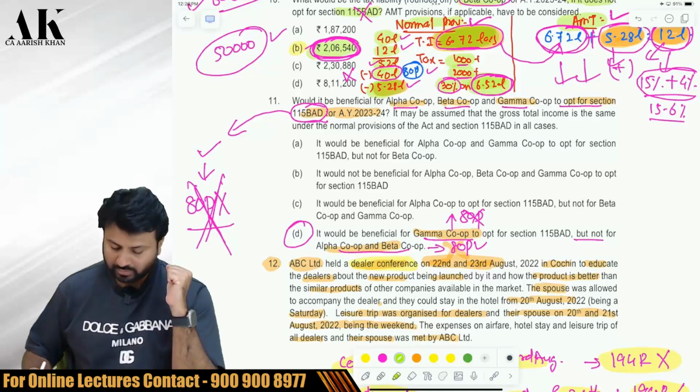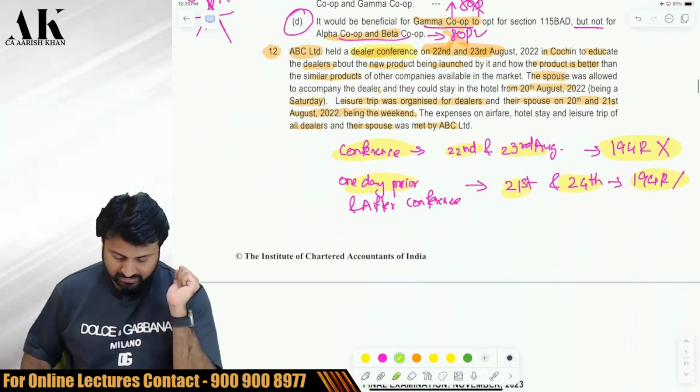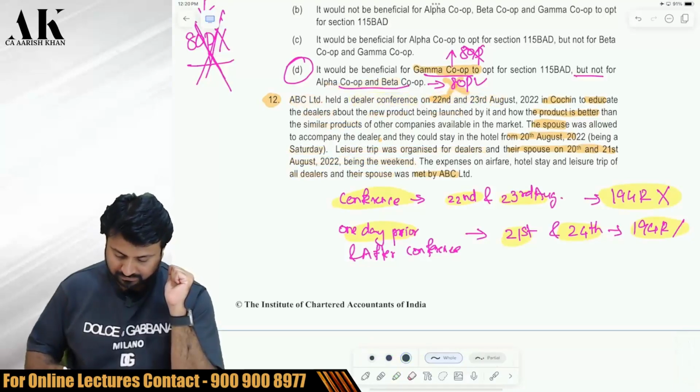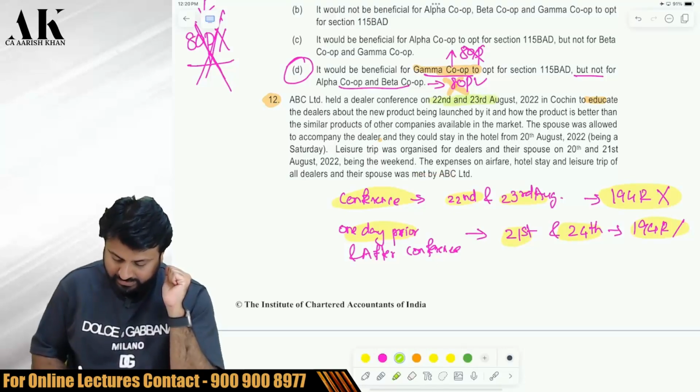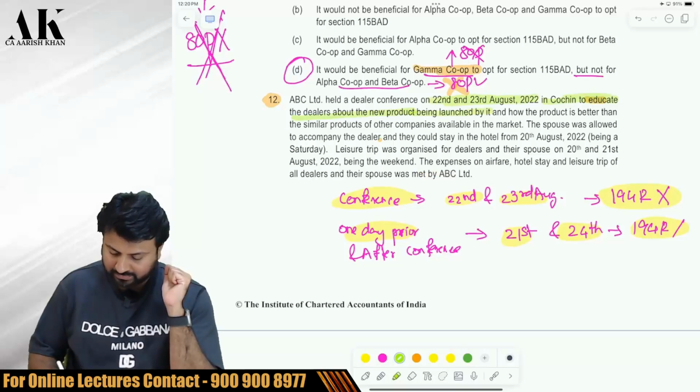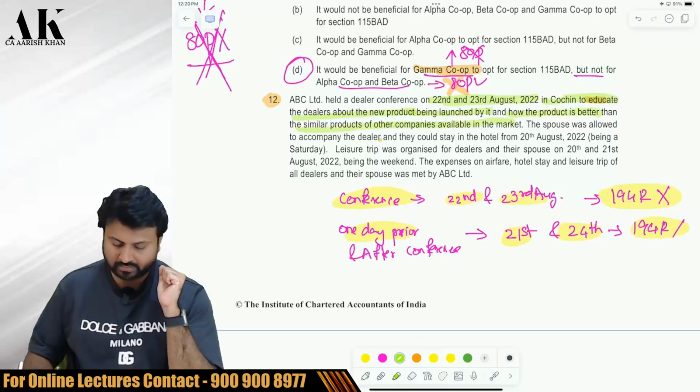So, now let's move on to the next question. The next question is again a very, very intelligent question. What is happening in this question? Pay attention, please, all of you. There is a dealer conference happening on 22nd and 23rd of August in Cochin to educate the dealers about the new product being launched by the company and how the product is better than the similar products of other companies available in the market.